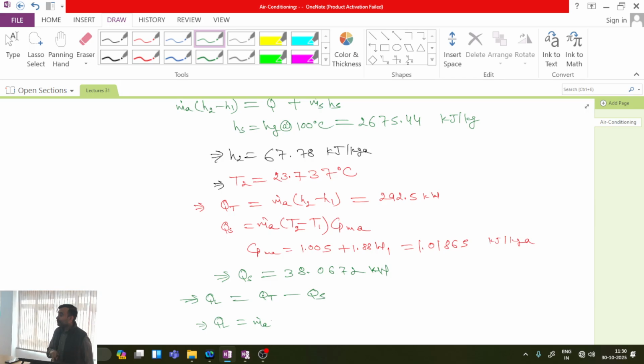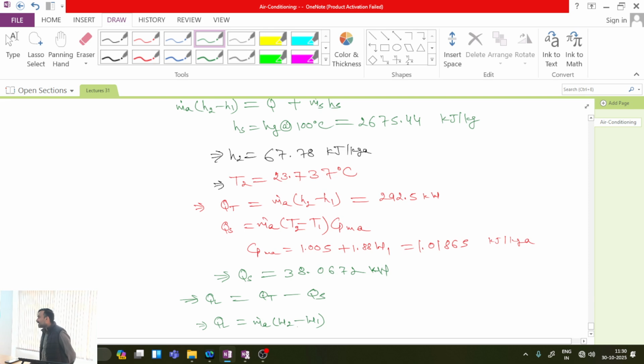m dot a into W2 minus W1, that is the amount of water vapor added. And what will be the enthalpy? Latent heat of vaporization. How much is that? 2500.